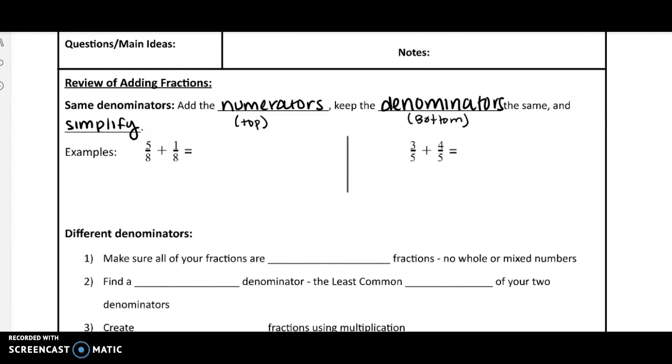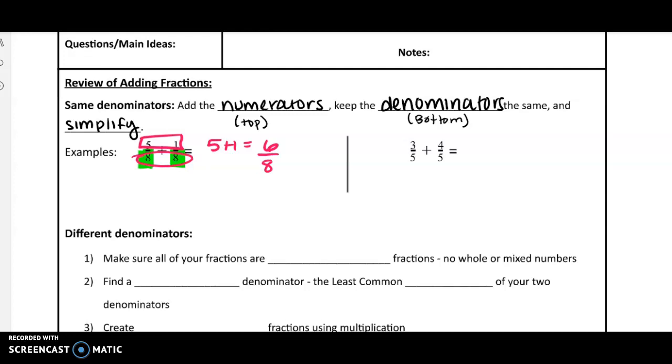So in this example, we have a numerator of 5 and a denominator of 8, plus a numerator of 1 and a denominator of 8. So both of our denominators are the same. So all we are going to do is add our numerators. So we're just going to look at 5 plus 1. So 5 plus 1 is 6. And then we keep our denominator the same, and so we get an 8.